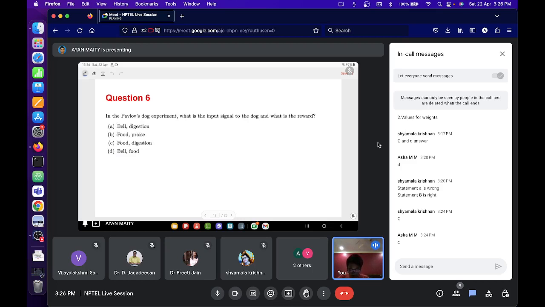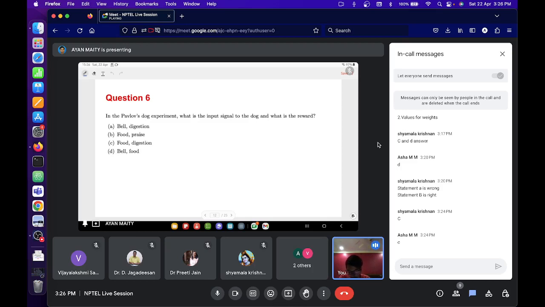So now moving on to question 6. In the Pavlov's dog experiment, what is the input signal to the dog and what is the reward? So what is the input signal and what is the reward to the dog in Pavlov's experiment? And there are 4 options.